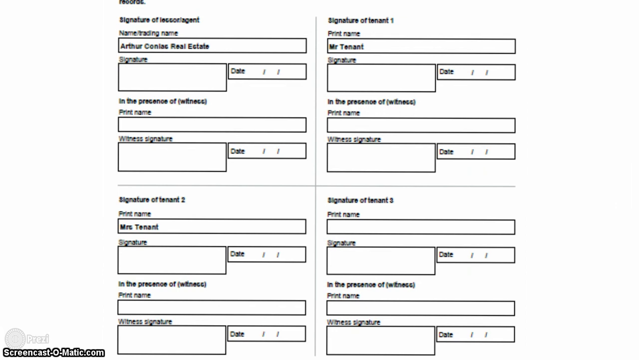The bottom of page 10 is where you're to sign. You're to sign underneath your name and date. We'll also need this witnessed. Once you have signed and pages have been witnessed, then this is a legally binding document.